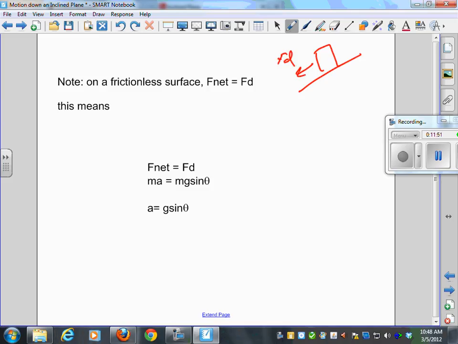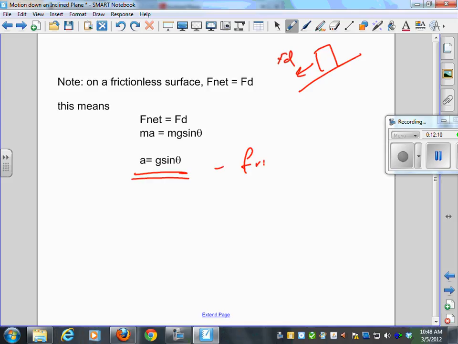So, what does that mean? I think I've got my notes a little bit backwards here. It means that if F net is equal to Fd, then mass times acceleration is equal to mg sine theta. And guess what? A is g sine theta. Only true, though, when it is frictionless. Only true when it's frictionless.